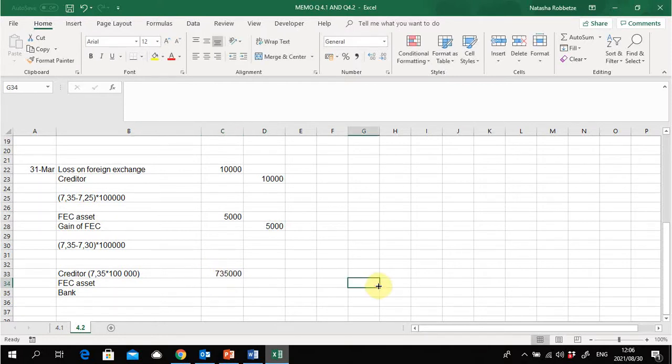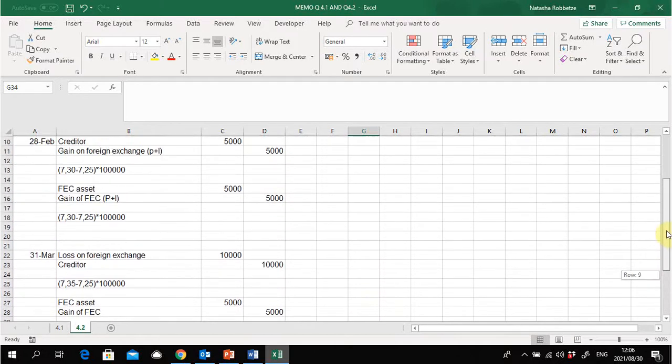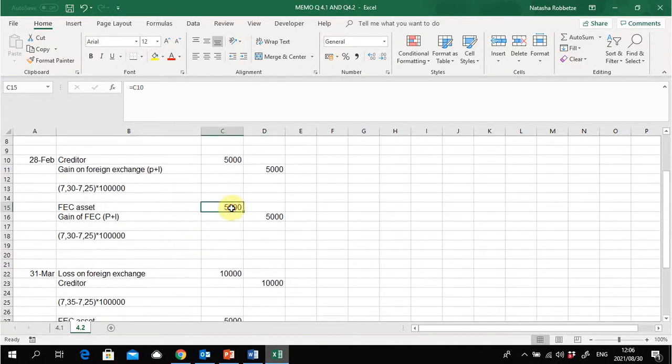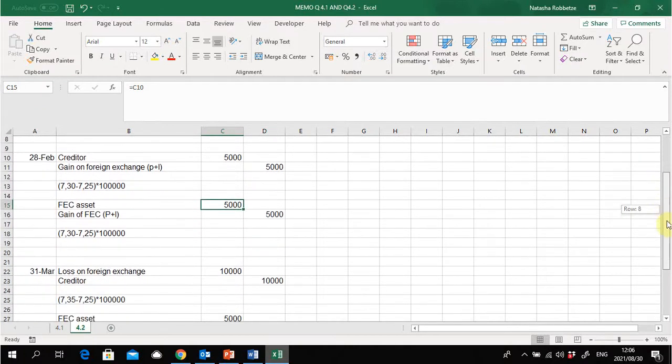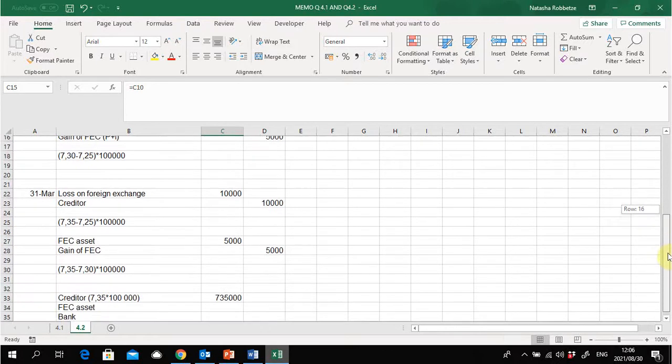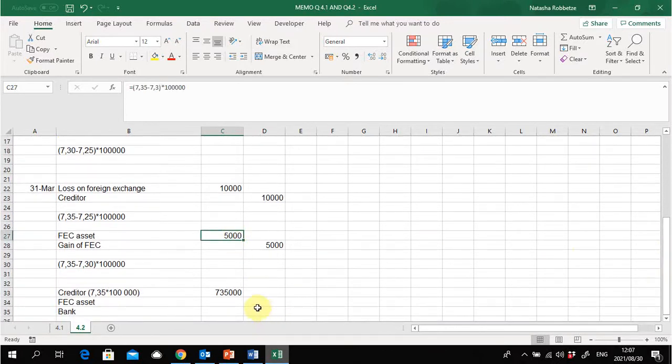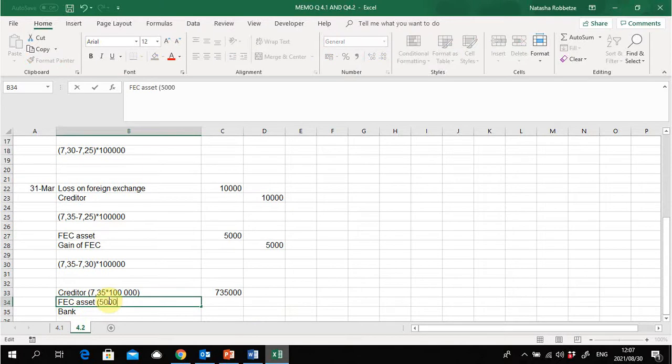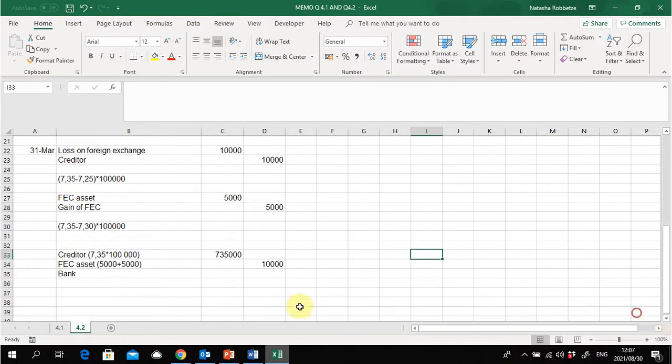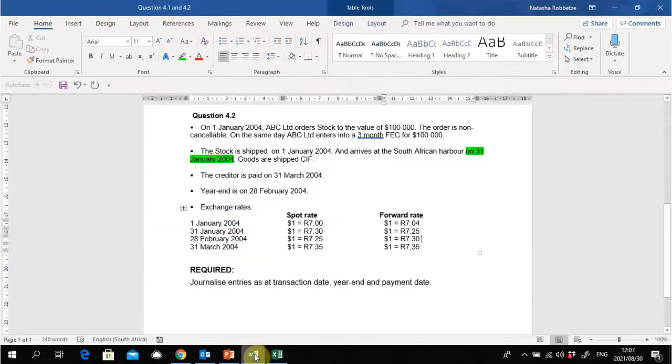Then I need to go and look at what happened with the FEC because that account needs to be closed. So for FEC, I had 1,000 Rand in that account, and then for FEC, I had another 5,000 Rand in that account. So a total of 10,000 that needs to be closed. So I had a debit total of 10,000 Rand. So to close off the account, it's going to be a credit entry of 10,000. And the bank will then be my balancing figure of 7,725, and that is then the forward rate on the transaction date, the 7.25, if you want to cross-check yourself.